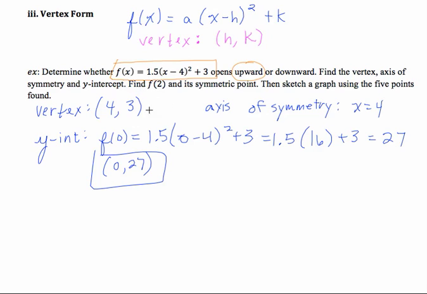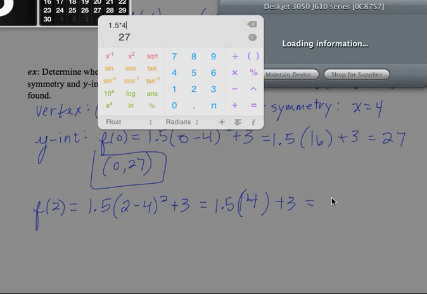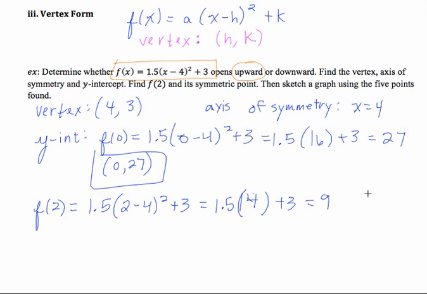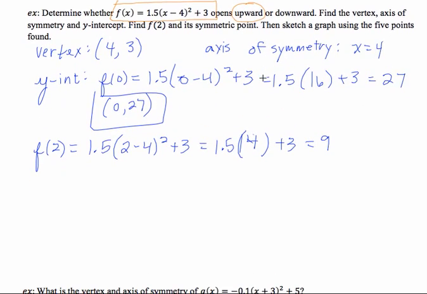Next, let's find f of 2, and its symmetric point. So f of 2 is 1.5 times 2 minus 4 squared plus 3. 2 minus 4 is negative 2. Negative 2 squared is 4. 1.5 times 4 is 6, plus 3 is 9. Okay, so we also want to find its symmetric point. That's actually easier to do once we get started graphing it.